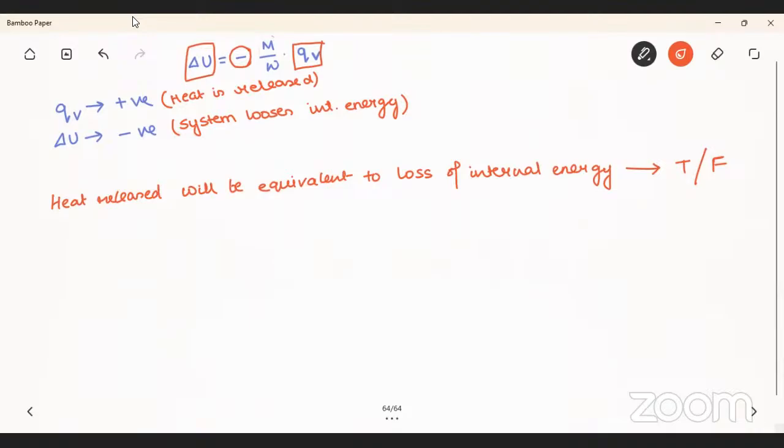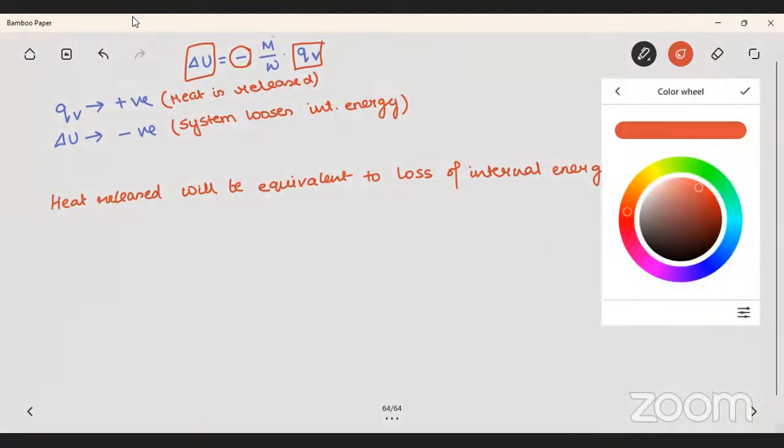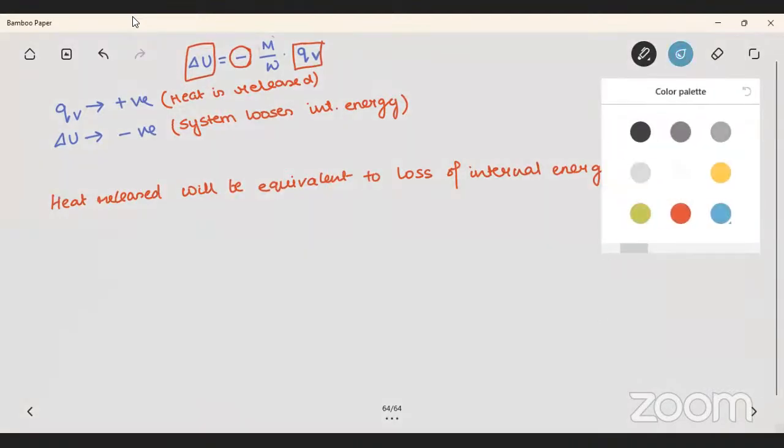Good. Very good. Because I told you that suppose QV is positive, then delta U becomes negative. Positive QV means heat is released. Delta U negative means the system loses internal energy. So heat released will be equivalent to loss of internal energy, and this statement becomes true. Okay, we have learned so far.